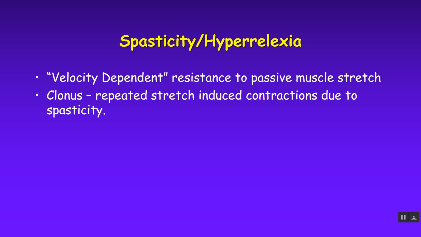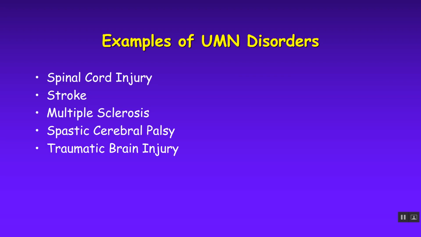We've already talked about spasticity and hyperreflexia, velocity dependent. Clonus is where you have repeated stretch, contractions. Examples of upper motor neuron disorders, these are your most common: spinal cord injury, stroke, brain injury, cerebral palsy is upper motor neuron, and MS.